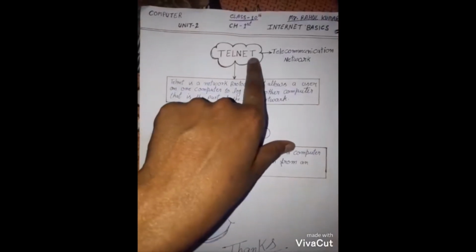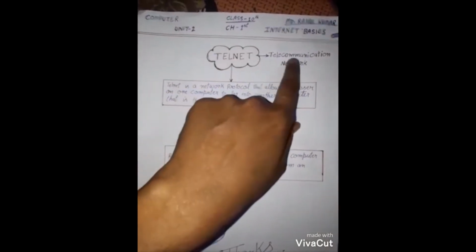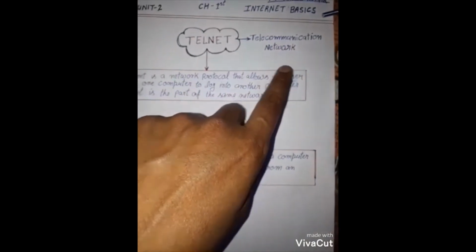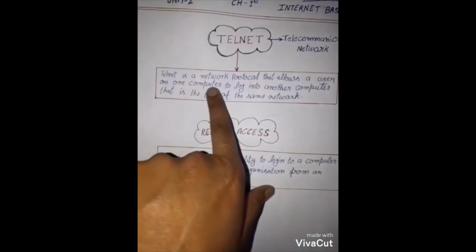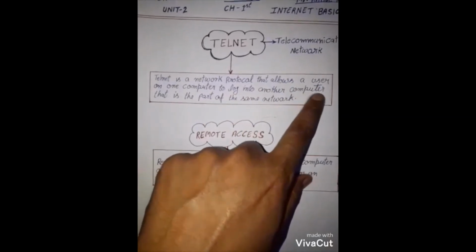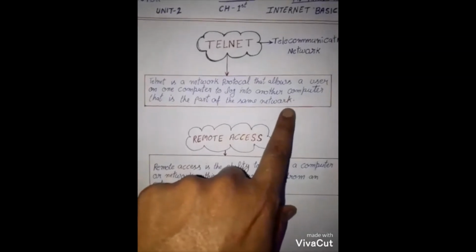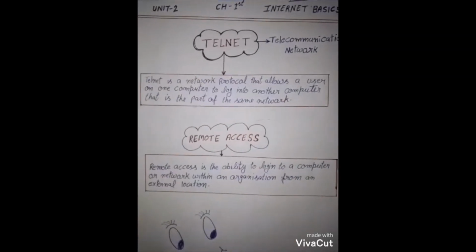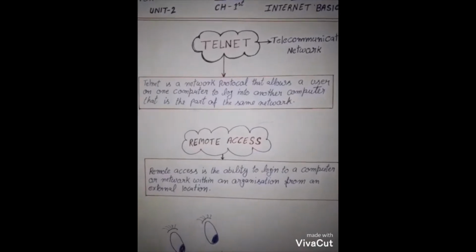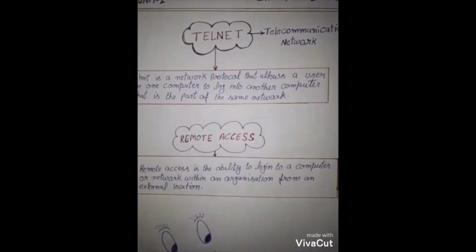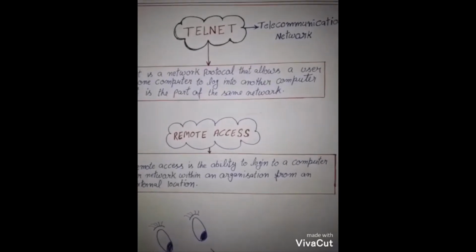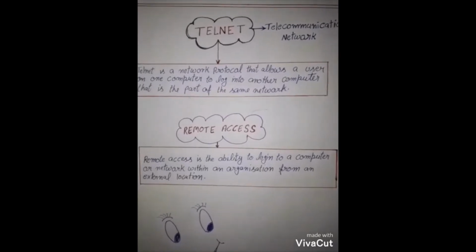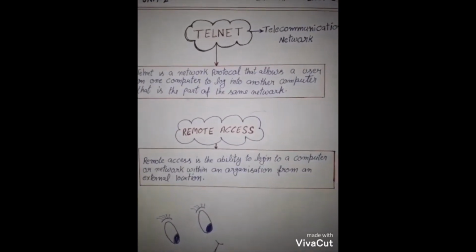I hope you all understand the rules about Telnet. Telnet stands for Telecommunication Network. Telnet is a network protocol that allows a user on one computer to log into another computer that is part of the same network. So this is the definition of Telnet. What is the working of Telnet? Telnet is a user command and an underlying TCP/IP protocol for accessing remote computers. Through Telnet, an administrator or another user can access someone else's computer remotely.